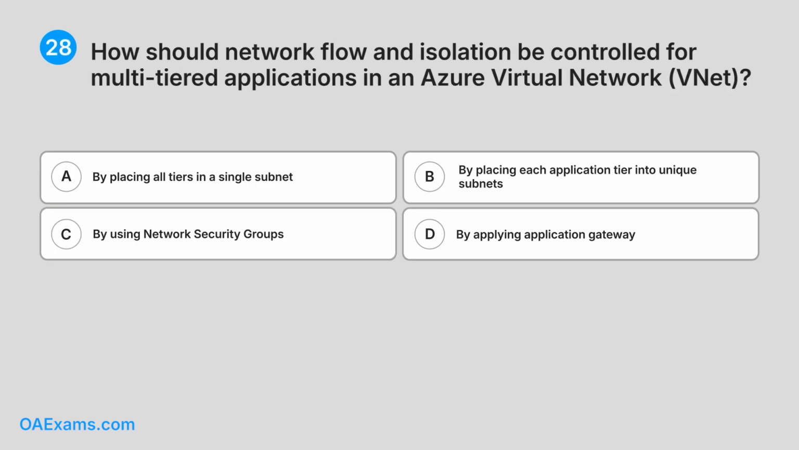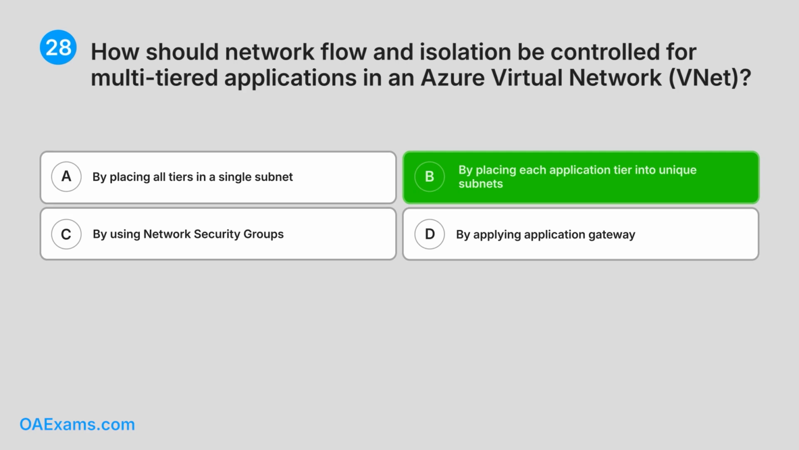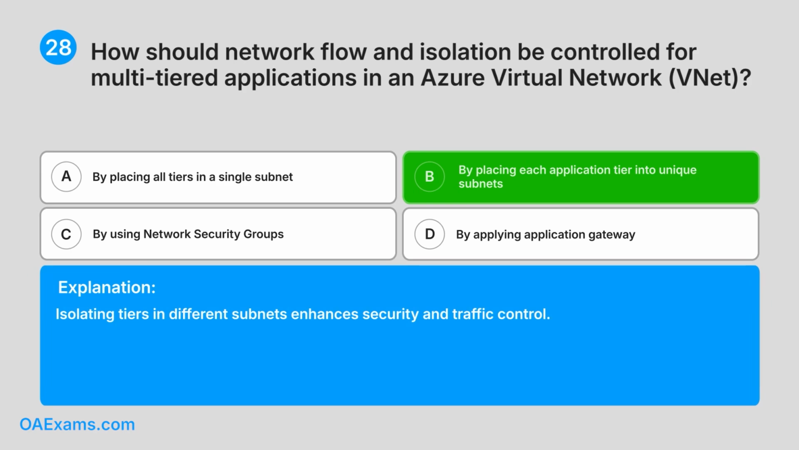28. How should network flow and isolation be controlled for multi-tiered applications in an Azure Virtual Network, VNet? A. By placing all tiers in a single subnet. B. By placing each application tier into unique subnets. C. By using network security groups. D. By applying application gateway. Do you know the answer? Correct answer. B. By placing each application tier into unique subnets. Explanation. Isolating tiers in different subnets enhances security and traffic control.